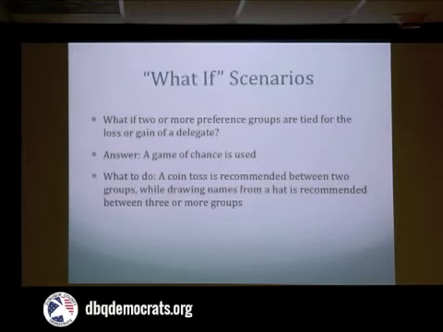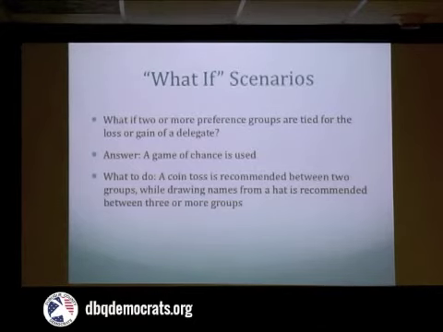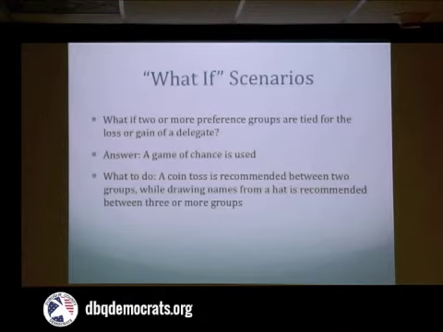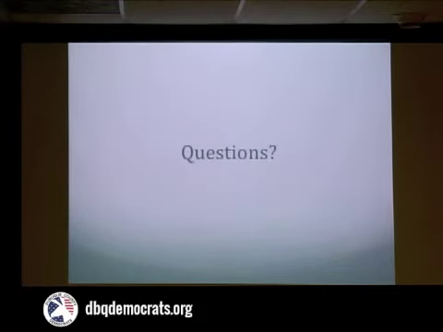So, another what if that I know won't happen for anyone in this room, but if it does, we can just be prepared for it. What if 2 or more preference groups are actually tied for the gain or loss of a delegate? A game of chance is used. A coin toss is recommended for between 2 groups, while drawing names out of a hat is recommended for 3 or more. Any questions?